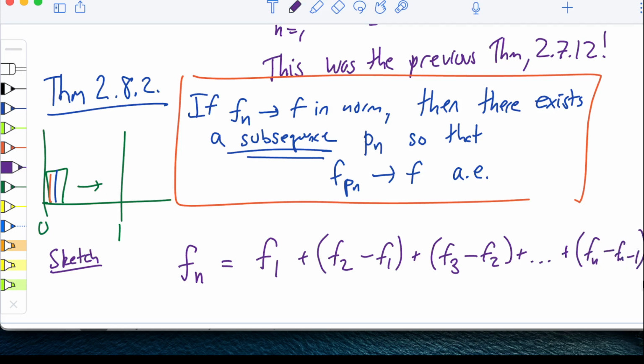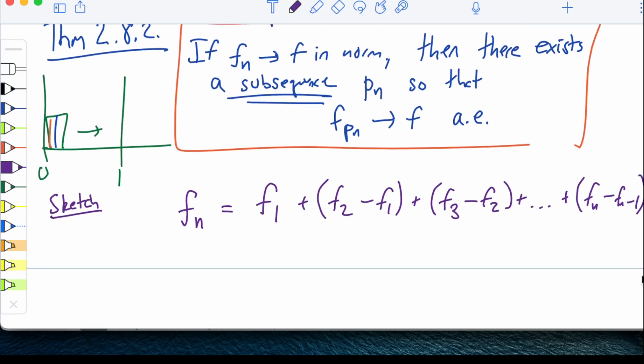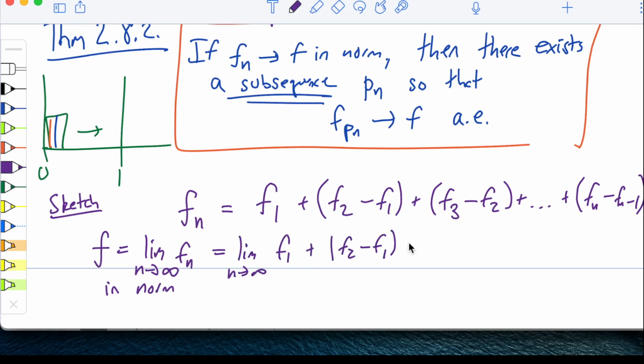So instead of just thinking of f_n on its own, I'm thinking of it as a telescoping sum of these differences being the thing that matters. And then if you take the limit, you'll see that f, which is the limit in norm of the f_n, is equal to the limit as n goes to infinity of f_1 plus (f_2 minus f_1) plus dot dot dot.